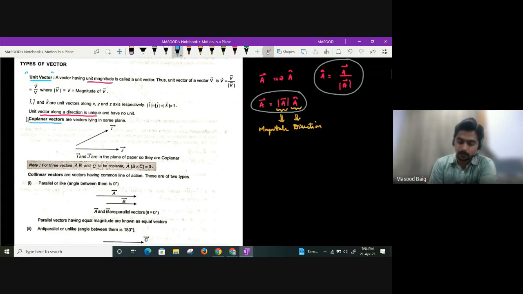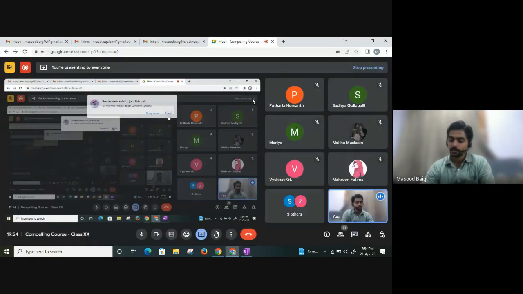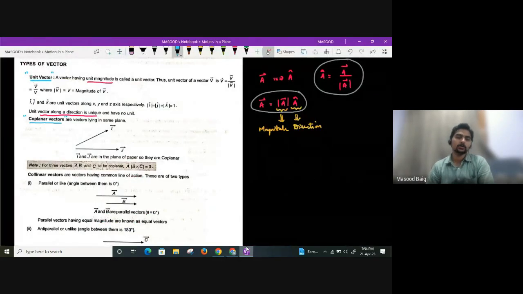What is the meaning of coplanar vectors? Those vectors which lie in the same plane. So either you take two fingers, place them on the front wall, on the back wall, on the side walls, or on the ceiling and the floor. If they both are lying in the same plane, then only we can say they are coplanar vectors. Clear, all of you? Yes or no, everyone? Right.